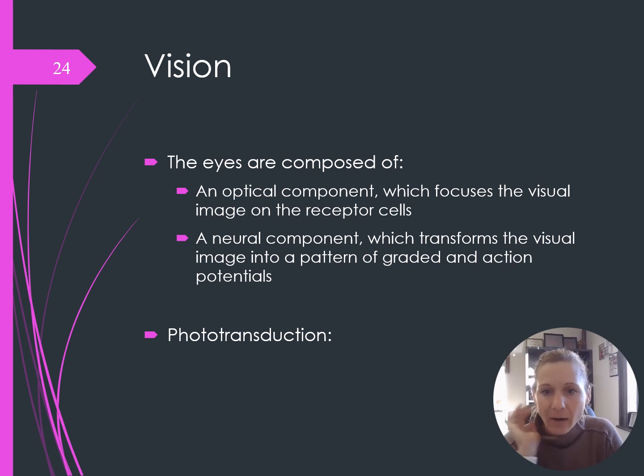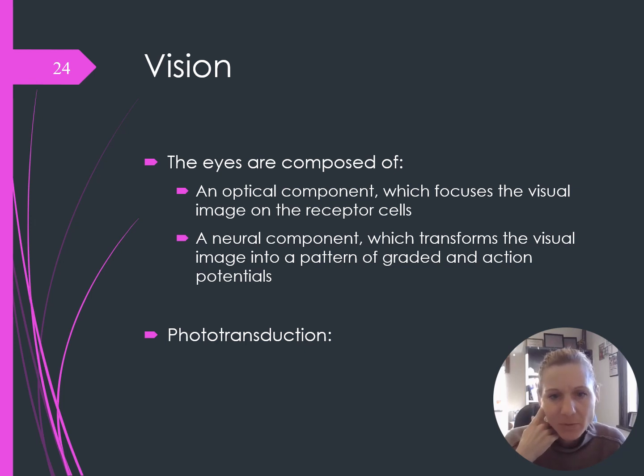Again, when we think about how this all works, the process of phototransduction is the conversion of light into electrical signals in the rod and cone cells. And we'll talk about the rod and cone cells and the role that they're going to play in terms of transmission of those images up to the occipital lobe.